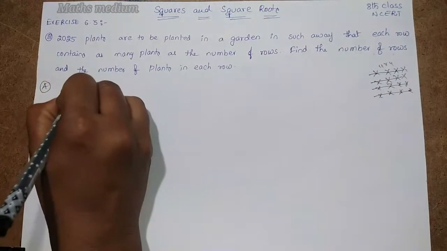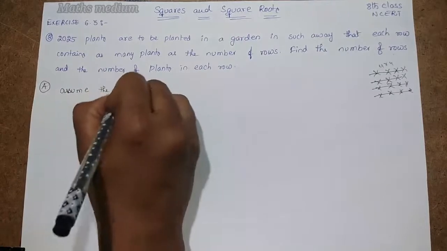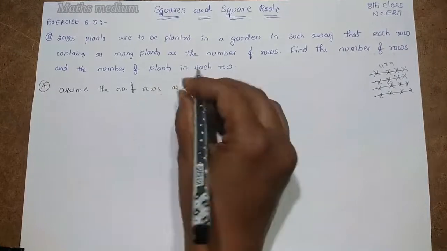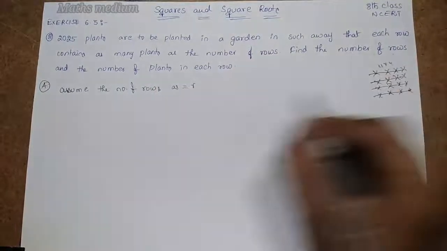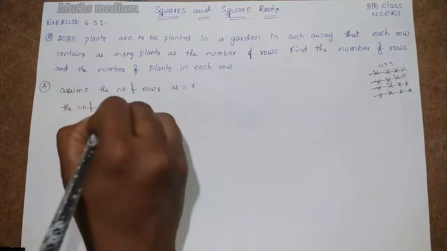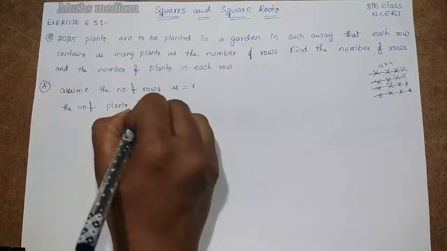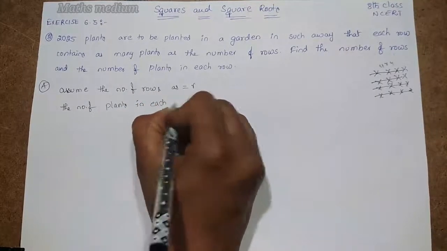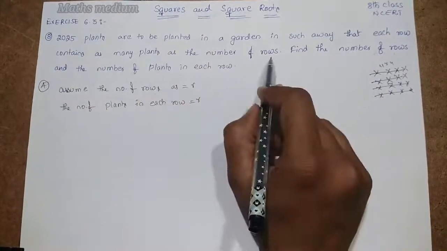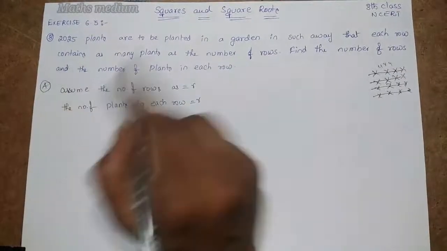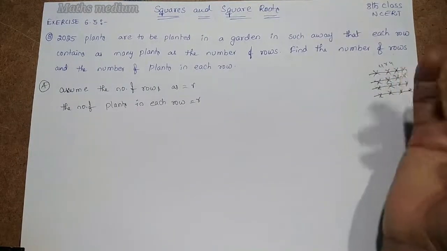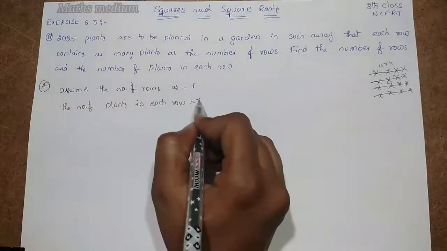Assume the number of rows as R. Now the number of plants in each row is equal to R, because there are as many plants in each row as the number of rows. So the number of plants in each row and the number of rows are both R.